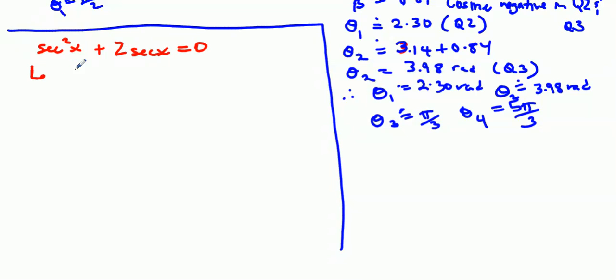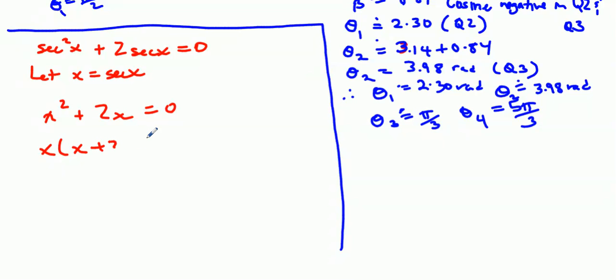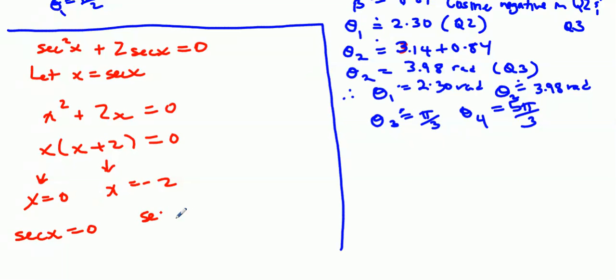Okay, so if you'd like, we can let x be represented by sec x, and so we would have x squared plus 2x equals 0. Then we're going to factor this. Well, there's only one way to factor it, which is to take out the common factor, and then we can solve. So x equals 0 and x equals negative 2. Let's replace x with sec x. So we end up with sec x equals 0 and sec x equals negative 2.